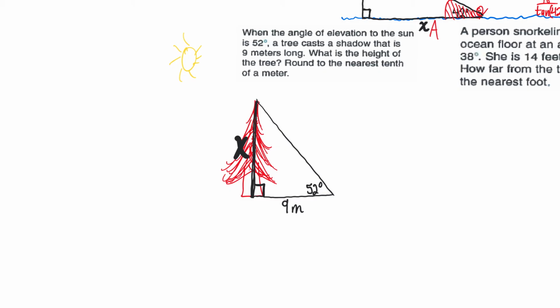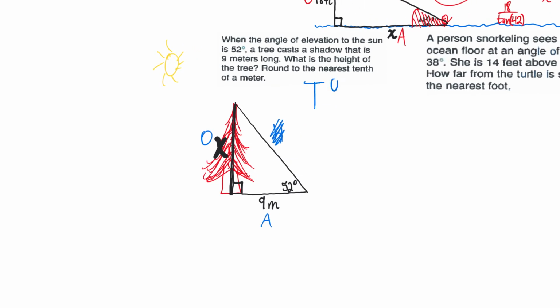All right, so which one is the H? The blank? Where's the A? And the O? Which of those three do I not need? H. So this one, O and A. Okay, good. Again, so this one's tangent, TOA. So I'm going to go tan of 52 equals the opposite x over the adjacent 9.